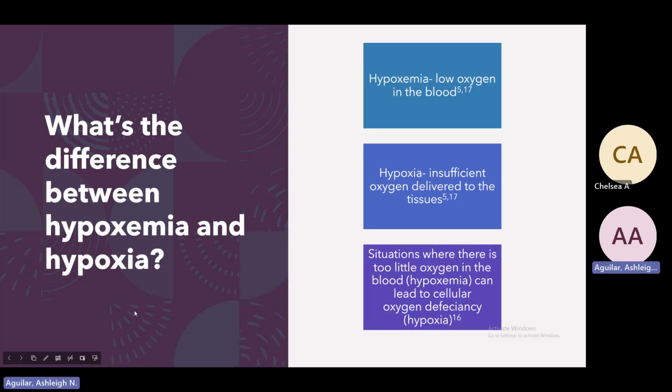All right, so what's the difference between hypoxemia and hypoxia? Hypoxemia is low oxygen in the blood, whereas hypoxia is insufficient oxygen that's delivered to the tissues. So in situations where there is too little oxygen in the blood, hypoxemia, it can lead to cellular oxygen deficiency, which is your hypoxia.